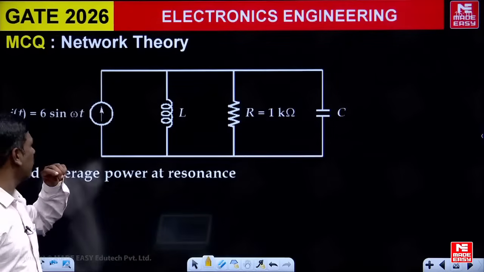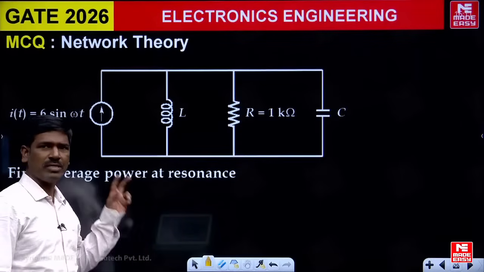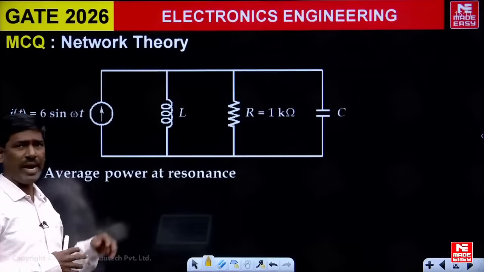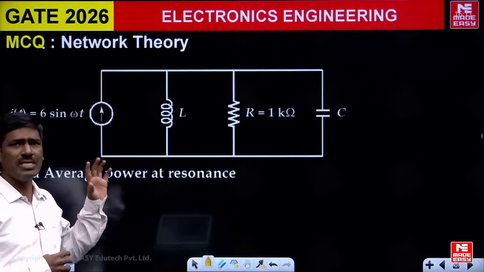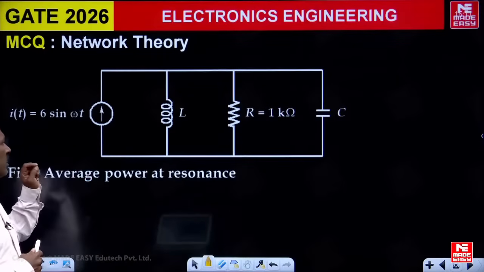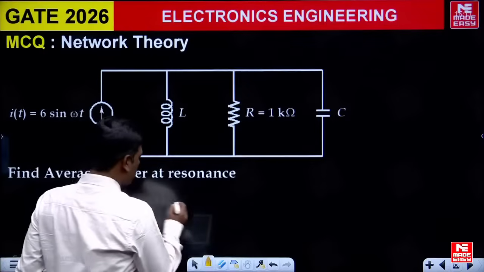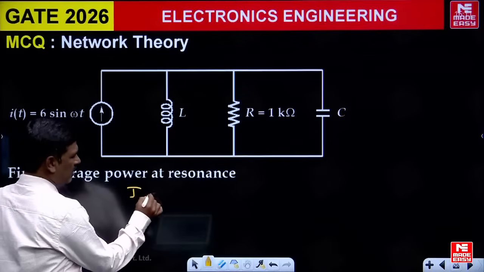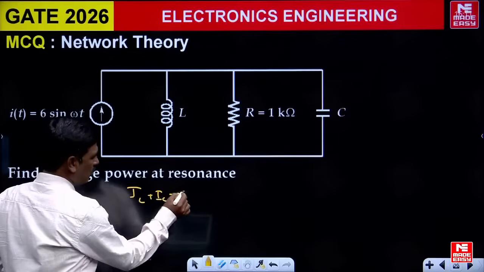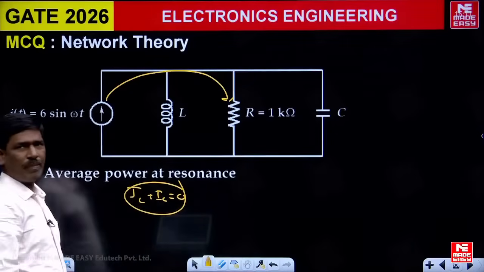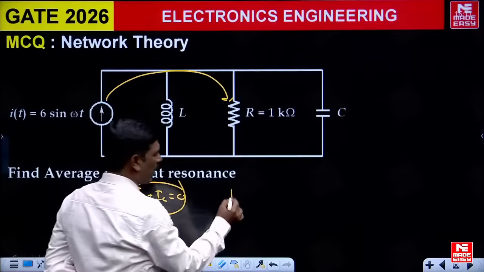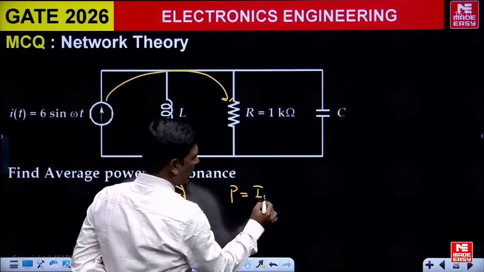Now this question is based on resonance. This RLC circuit at resonance is asked about the average power consumed by the circuit. Here the current IL plus IC is equal to 0. Whenever at resonance IL plus IC is equal to 0, the total current flows through the resistance only. So the power is P equal to IRMS square into R.